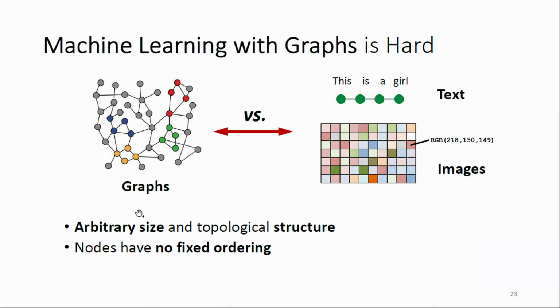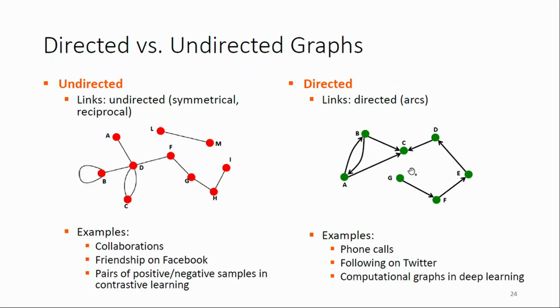The first is the size. The graph has very arbitrary size and topological structure. If you define pairwise information, and you have n nodes, you have n squared possibilities of connecting them. And the nodes also have no fixed order, which we call permutation equivariance, which is not very easy to capture by this kind of architecture, and we'll talk about it in a minute.